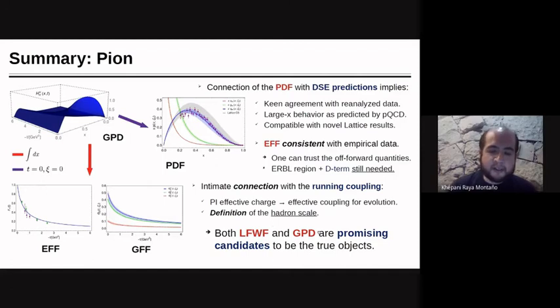So, given all of the properties and results I talked about in connection with the Pion, we believe that both the Pion GPD and the light-front wave function, which also come from the model calculation, are in fact promising candidates to be really close to the real objects.